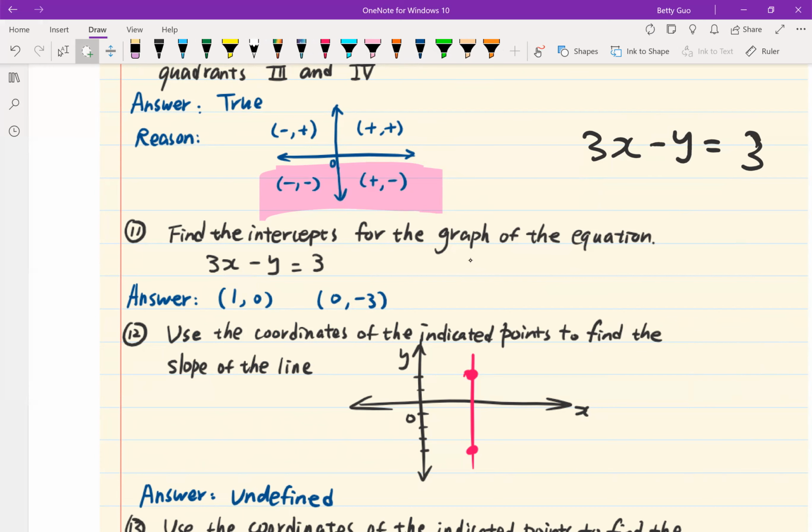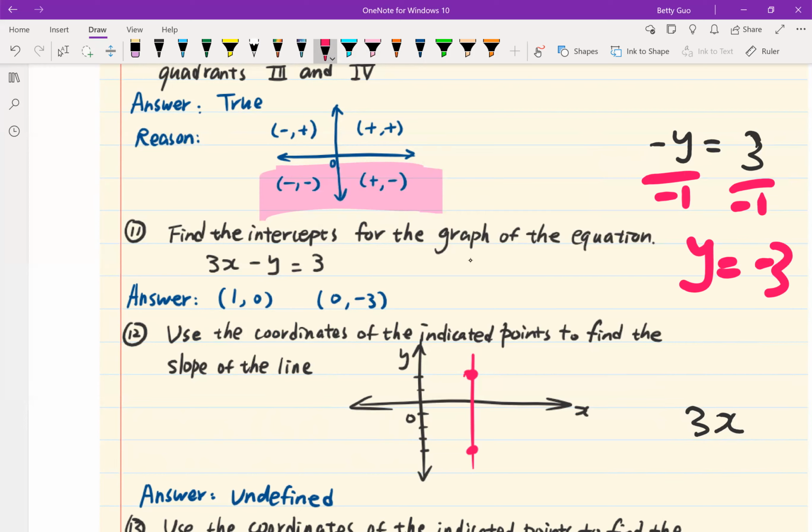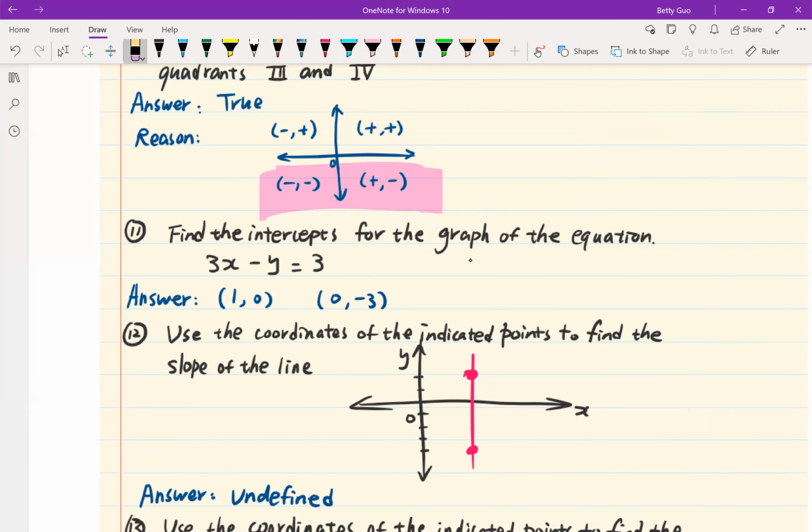For finding y-intercept, you make x be 0. If you make x be 0, that means this part is going to be 0, right? Then you have a negative y equals 3. You divide both sides by negative 1. You have y equals negative 3. So the y-intercept is (0, negative 3). You can always pause or repeat the part.